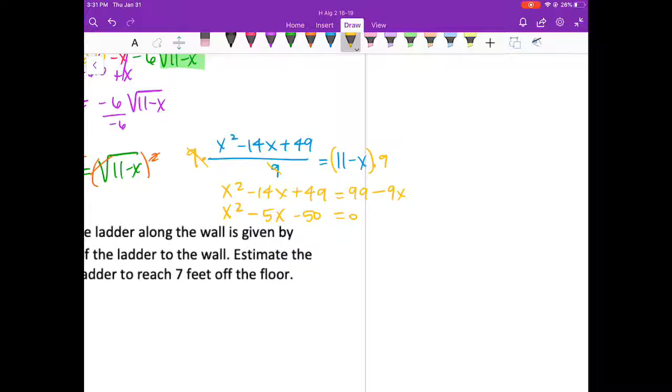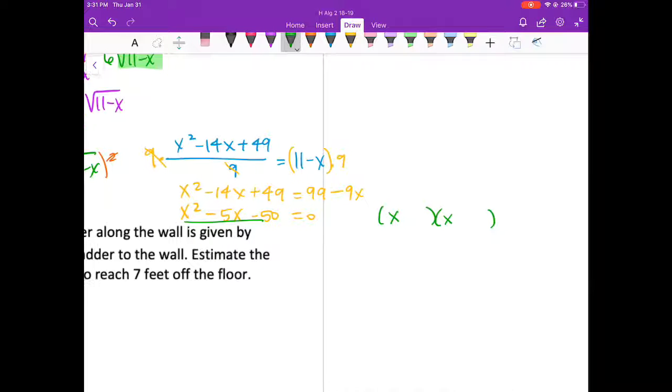Believe it or not, this is actually factorable. So from here, I would look at that and say, oh, I have x and x. I need two numbers that multiply to give me 50, subtract to give me 5. My signs are different. My bigger one's minus, so I have x minus 10 and x plus 5 equals 0. So I get positive 10 and negative 5.